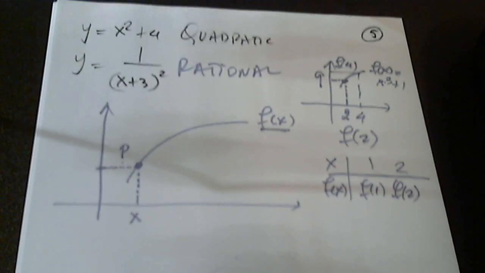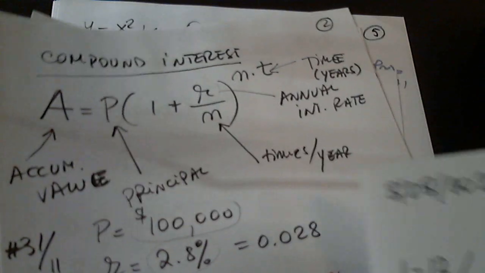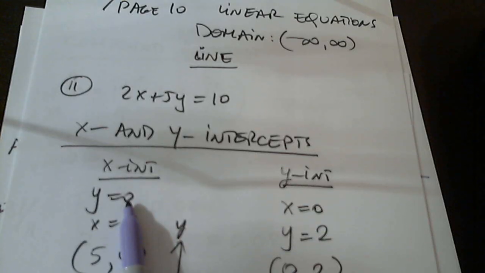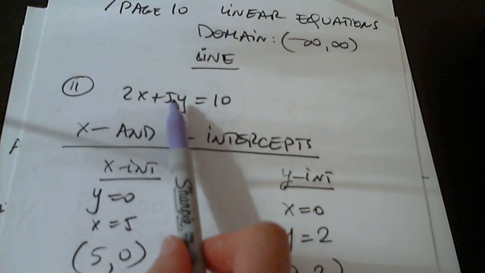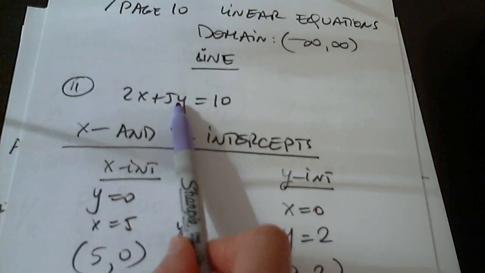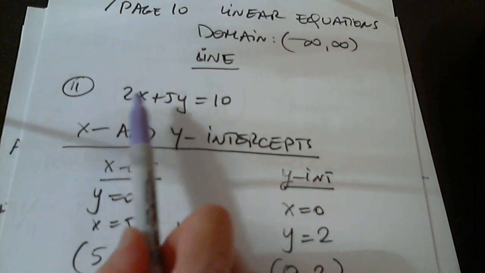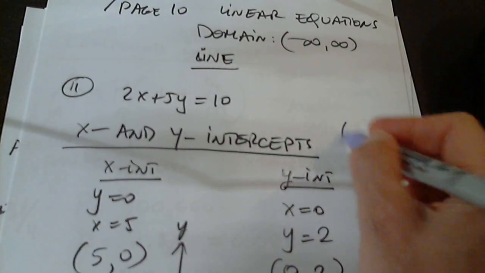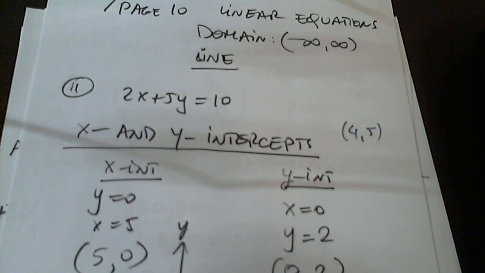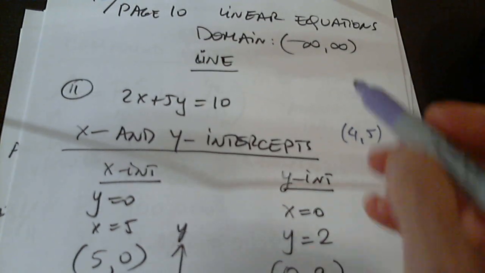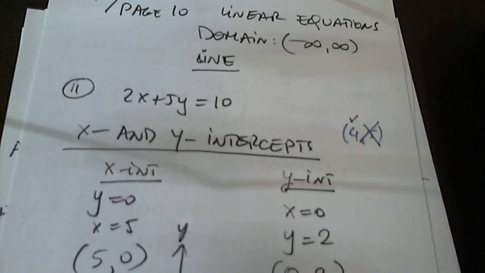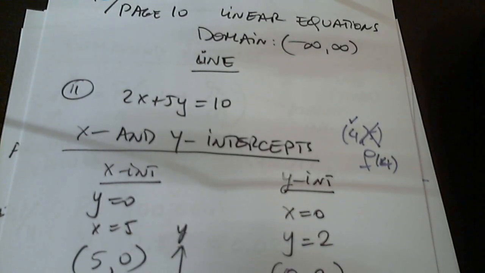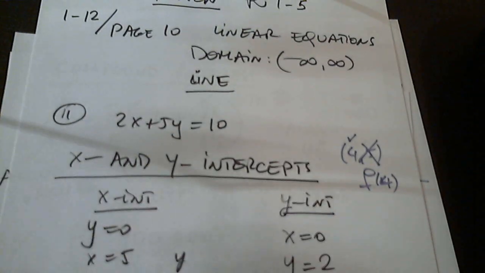That's what we did with the simple graph here. When x was 5, y was 0. When x is 0, y is 2. We cannot pick. I cannot say (4, 5) is a point on the graph. No. I can pick x, but I have to determine the corresponding y, which will be f of 4. I cannot pick both. I can pick one or the other.